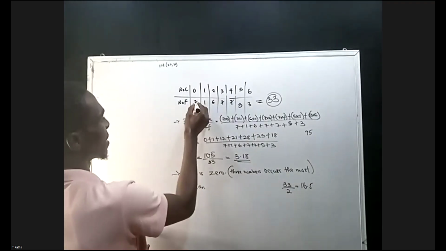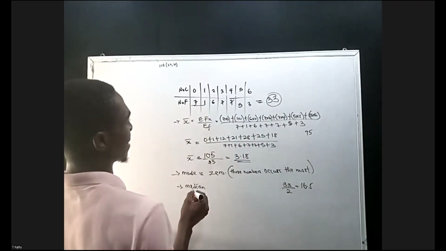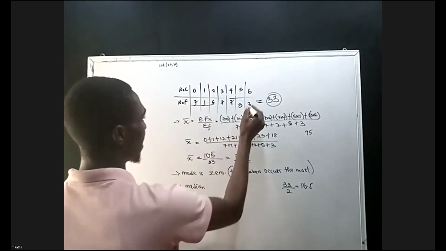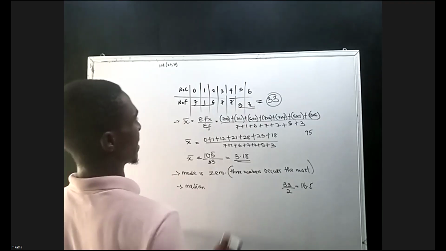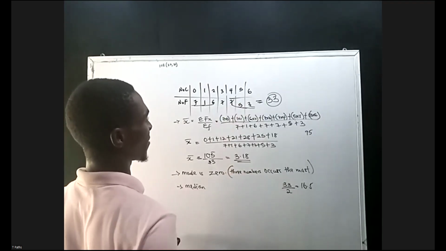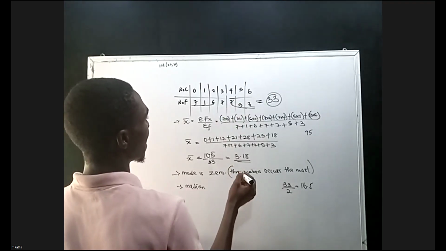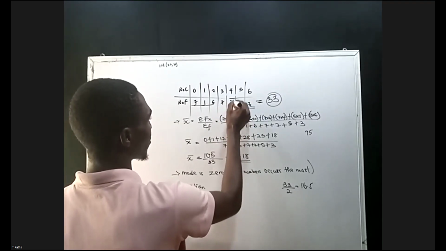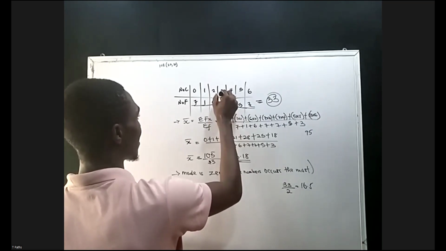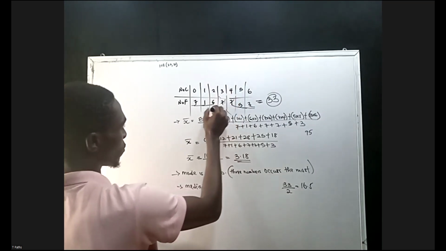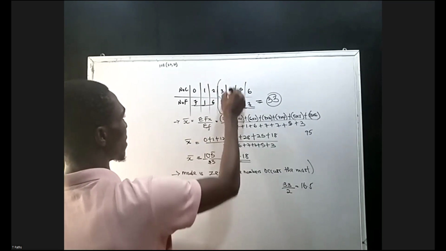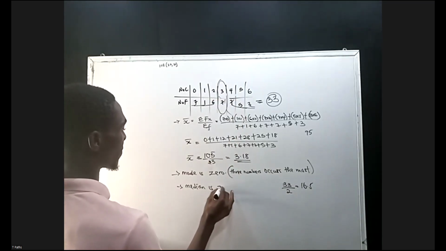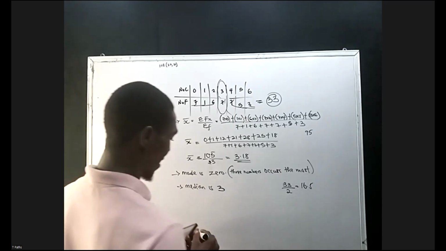So let's start: 7 plus 1 is 8, 8 plus 6 is 14. I stop there. 3 plus 5 is 8, 8 plus 7 is 15. Now, I take 1 out of this one to add to this side to make 16, and I take the remaining value to add to the other side to make 16. So your middle value is 3. So the median is 3.